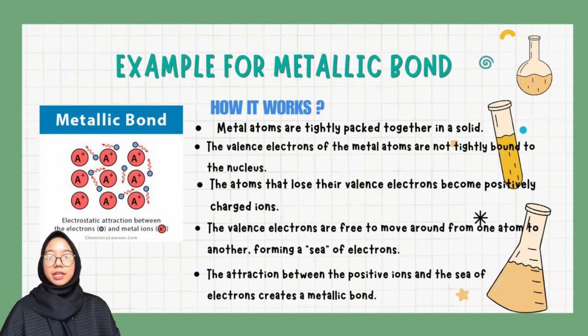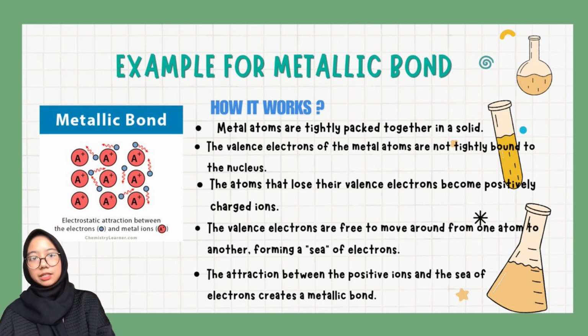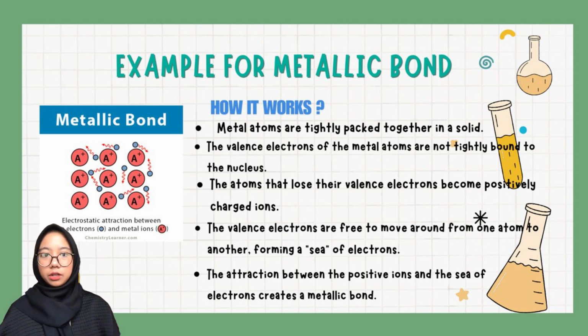Metal atoms are tightly packed together in a solid. The valence electrons of the metal atoms are not tightly bound to the nucleus. The atoms that lose their valence electrons become positively charged ions. The valence electrons are free to move around from one atom to another, forming a sea of electrons. The attraction between the positive ions and the sea of electrons creates a metallic bond.